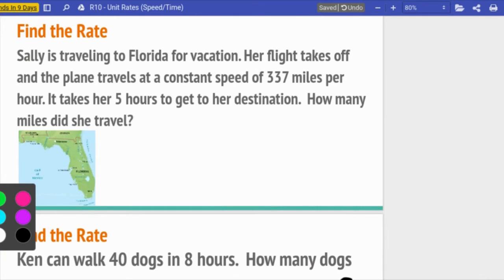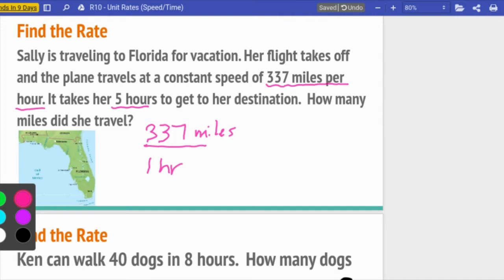Sally is traveling to Florida for vacation. Her flight takes off and the plane travels at a constant speed of 337 miles per hour. It takes 5 hours to get to her destination. How many miles did she travel? This problem is slightly different. We are given this right here, 337 miles per hour. We already have the unit rate. We know how far she's traveling per 1 hour. So we're not trying to find the unit rate. We're trying to use the unit rate in order to find her distance if she traveled for 5 hours.